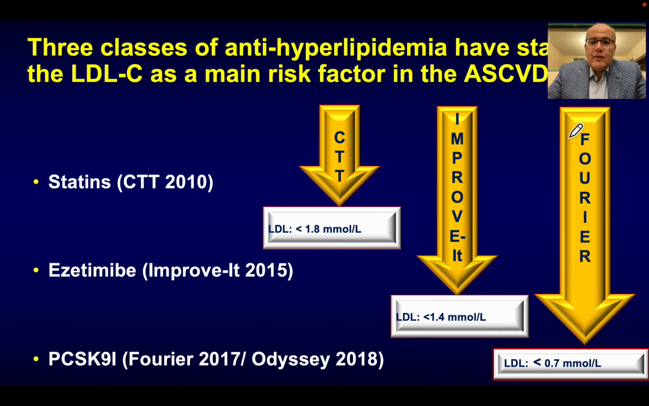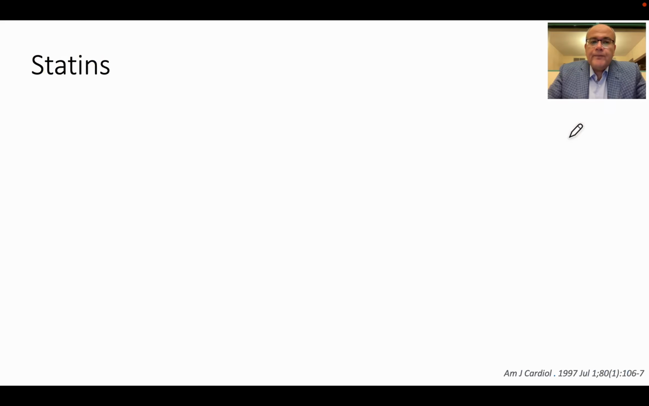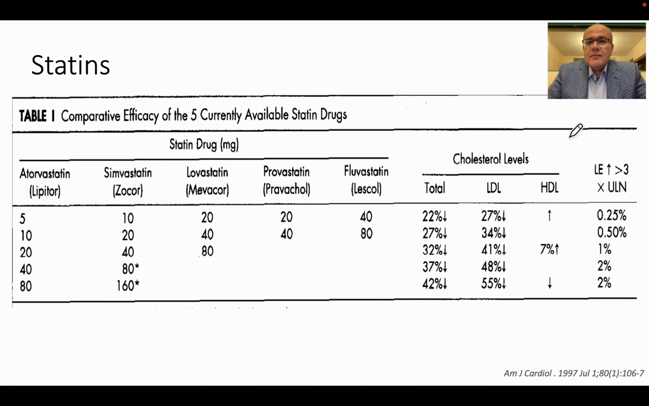Statins have been there for almost 3 decades with lots of trials. Ezetimibe is relatively recent, only 2 decades ago, and PCSK9 inhibitors less than 10 years ago. So statins, very protective. They have a bulk of evidence, but the problem with statins that I will be showing here lies in their potency.